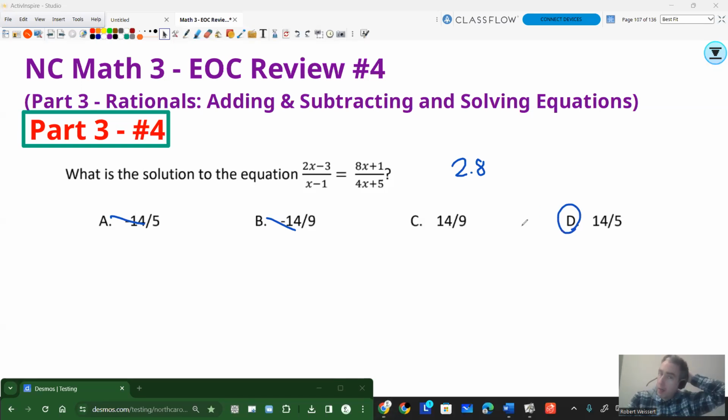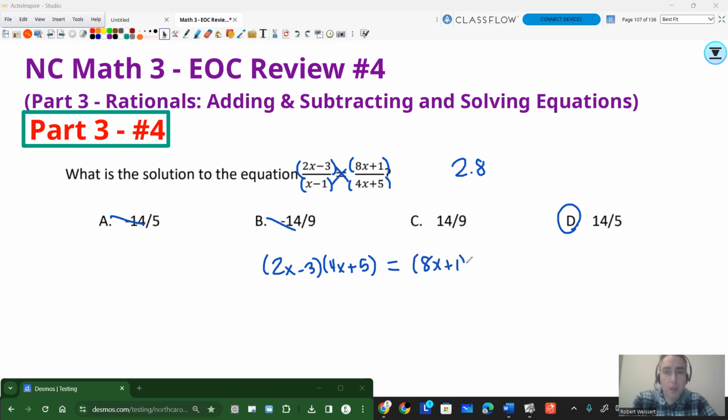So now let's go over how to do this by hand. This one is just a proportion, so you can actually just cross multiply here. So I'm going to just rewrite that as a cross multiplication problem. That's going to be parentheses 2x minus 3 times 4x plus 5, and that's going to equal parentheses 8x plus 1 times x minus 1.